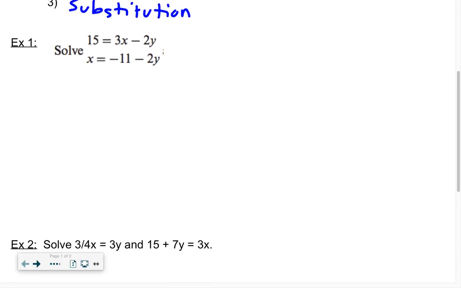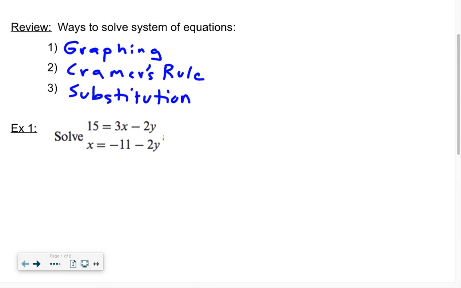There are our two equations. 15 is equal to 3x minus 2y. x is equal to negative 11 minus 2y. When we do the elimination method, we like to be in standard form. So let's review that a little bit. Standard form, we simply want to get our variables on the left side of the equal sign, and then get the constant over to the right.